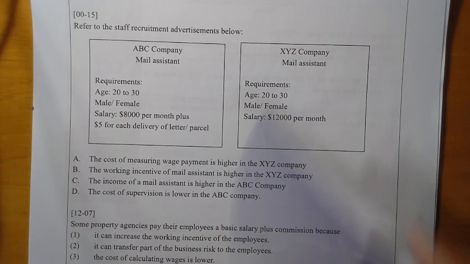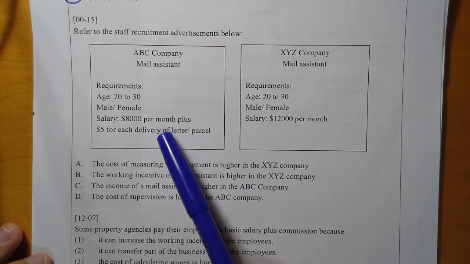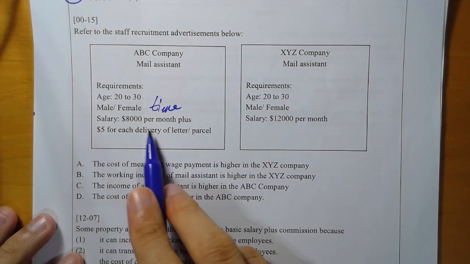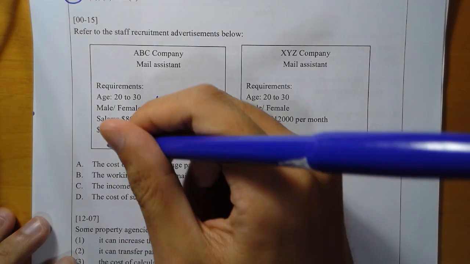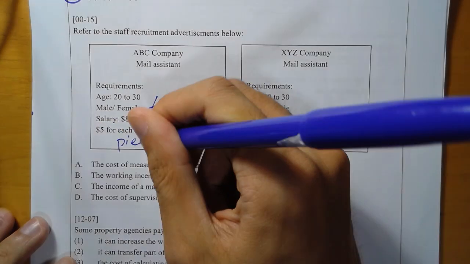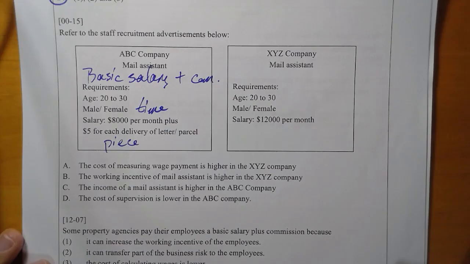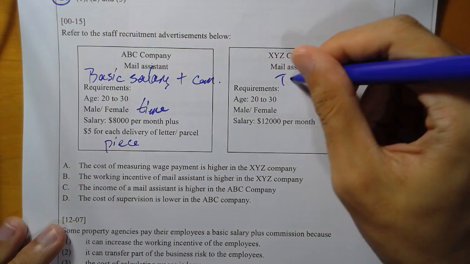ABC, XYZ. ABC per month something, so it has time rates plus 5 per delivery, alright? See here, piece rate. So time plus piece, we call it basic salary plus commission, alright? Now, on the other hand, XYZ is 12,000 dollars per month. So this one is the time rate.